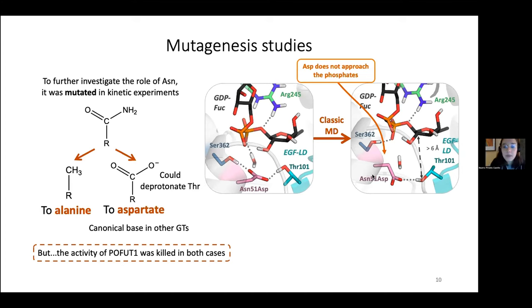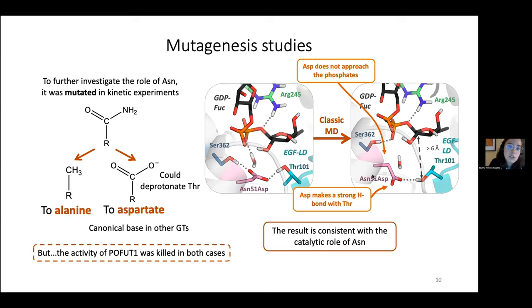And at the same time, it formed a very strong hydrogen bond with the threonine. So it kept the threonine looking downwards as well. And that could be the reason why this reaction would not happen, because the aspartate keeps this threonine too far away from the sugar for it to react. So these results are consistent with a catalytic role for the asparagine.